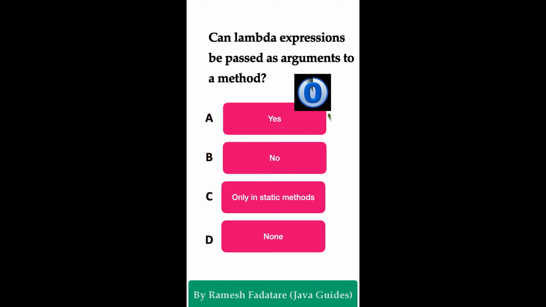The correct answer is option A, yes. Lambda expressions can be passed as arguments or parameters to methods, particularly those that expect a functional interface as a parameter. As we know, a functional interface is an interface that has a single abstract method, and we use a lambda expression to provide the implementation of a functional interface. In order to pass a lambda expression as a parameter to a method, that method should take a functional interface as a parameter.